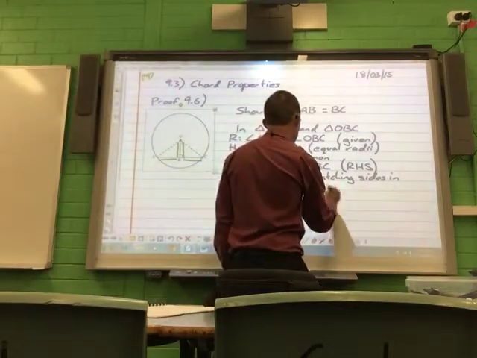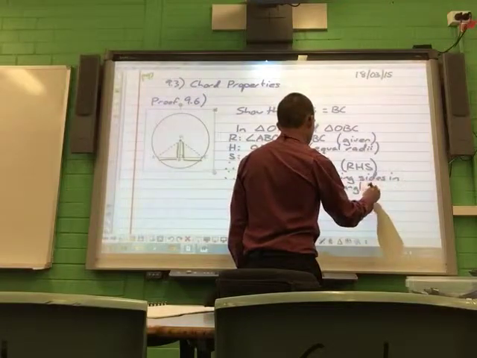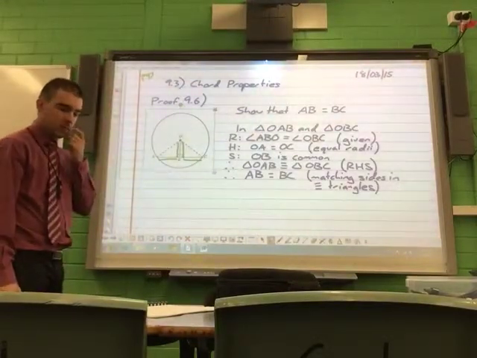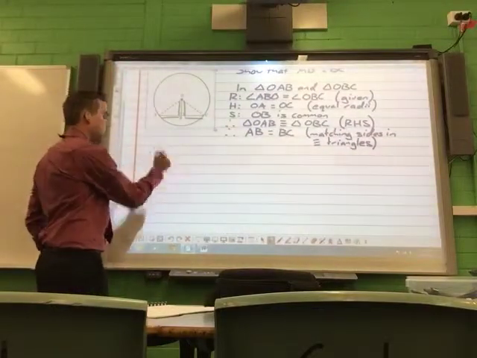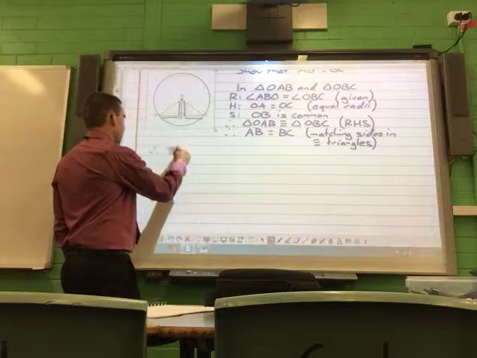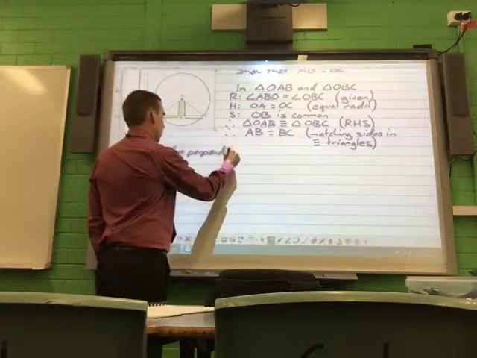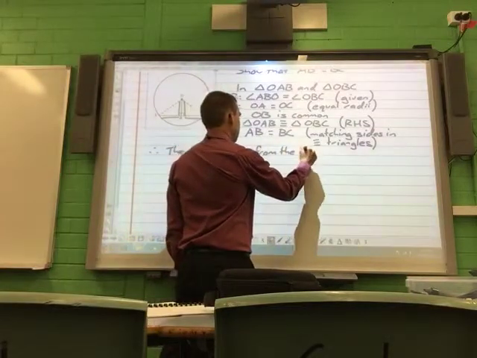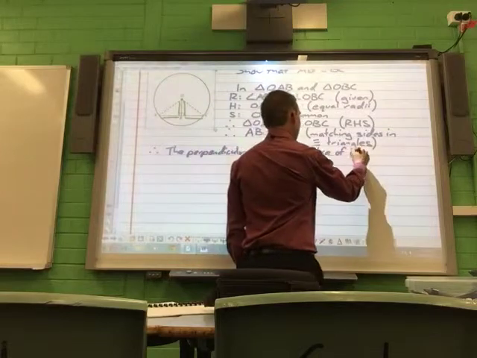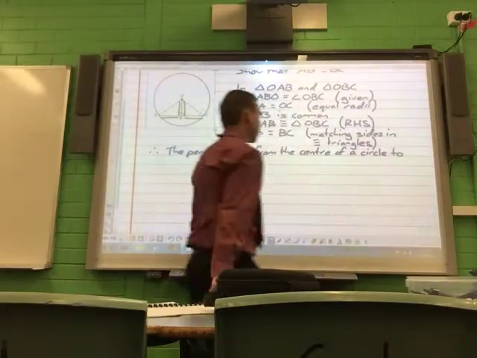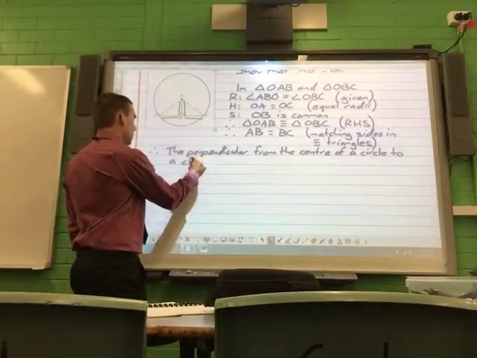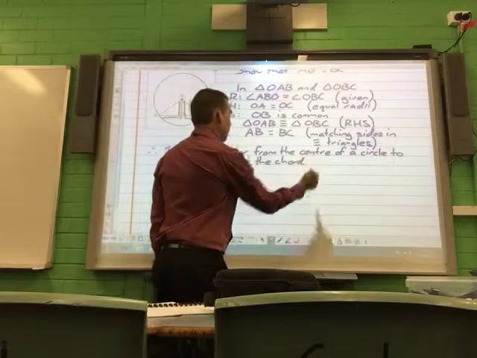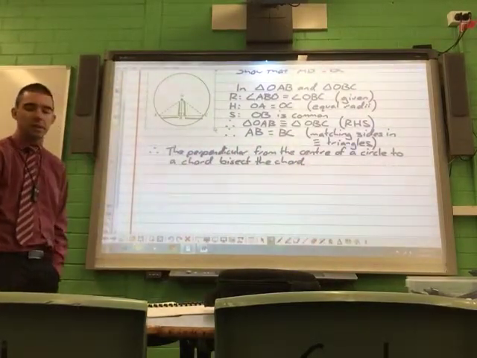Matching sides in congruent triangles. Probably could have drawn triangles there. Therefore, a perpendicular from the centre of the circle to a chord will bisect. Okay, so bisect means in half, cuts in half, or meets in half.